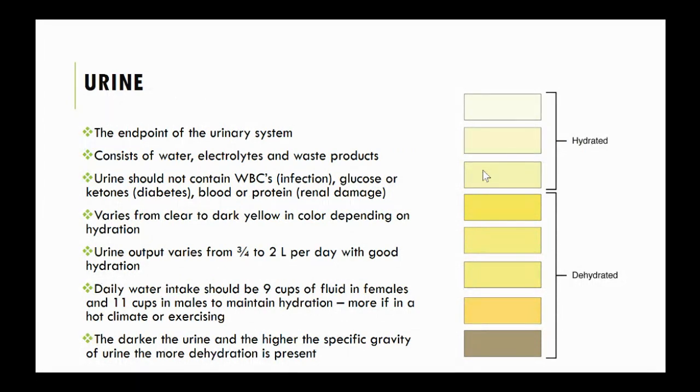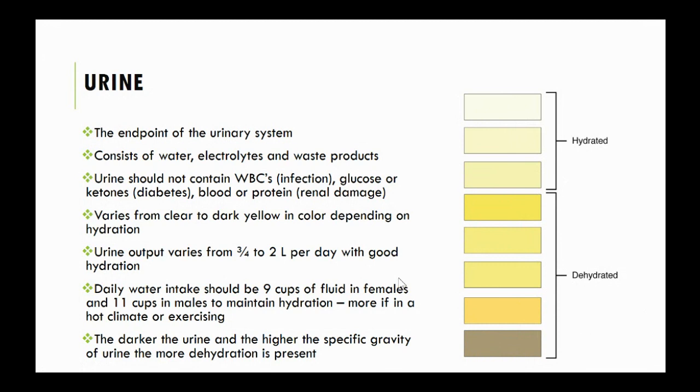Our urine is going to vary from clear all the way to a dark brown, depending on our hydration level. So if we're super hydrated, we're here in this region, and if we're dehydrated, we can be all the way in here, this region. Our output is going to range from about 3/4 to 2 liters per day with good hydration.